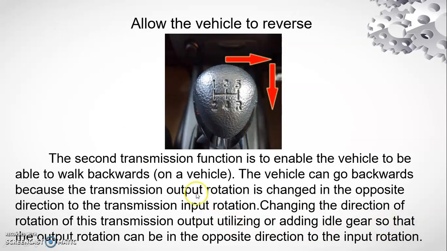Next, the second transmission function is to enable the vehicle to work backward. The vehicle can go backward because the transmission output rotation is changed in the opposite direction to the transmission input rotation, by releasing or adding an idle gear so that the output rotation can be in the opposite direction to the input rotation.